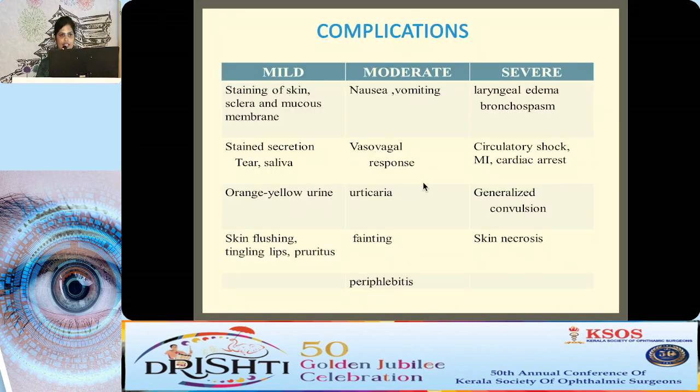Now, what are the complications of FFA? They are categorized into three: mild, moderate, and severe. Mild includes staining of skin, sclera, and mucous membrane, stained tears, saliva, orange yellow urine, skin flushing. Moderate includes nausea, vomiting, urticaria, fainting. Severe includes laryngeal edema and bronchospasm.